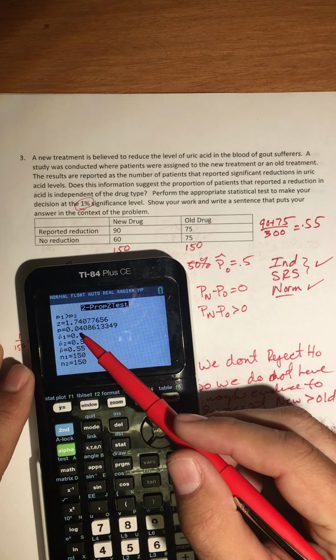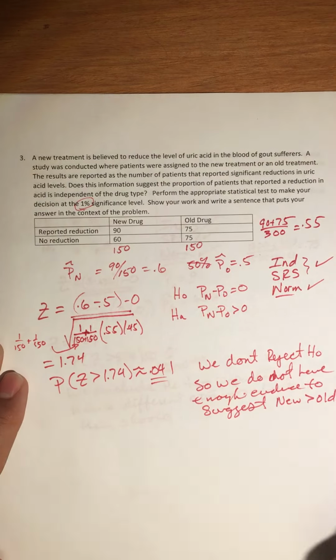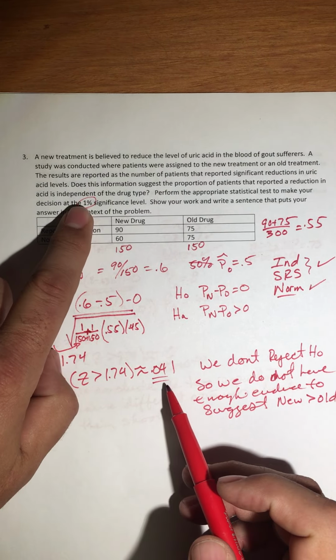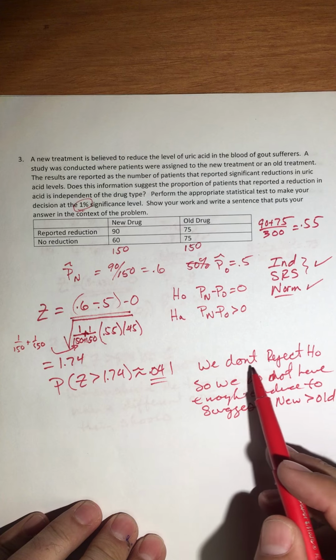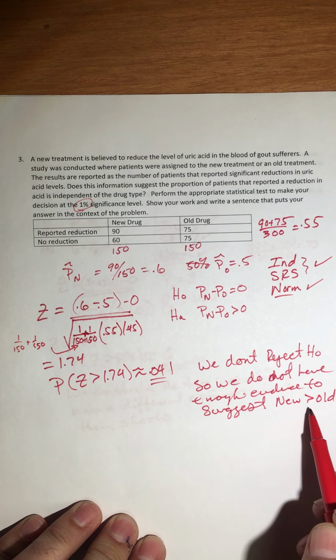So there's the 1.74. The probability is 4%, which seems small, but our alpha level is 1%, so therefore we do not reject the null, because we don't have enough evidence to suggest that the new is actually better than the old.